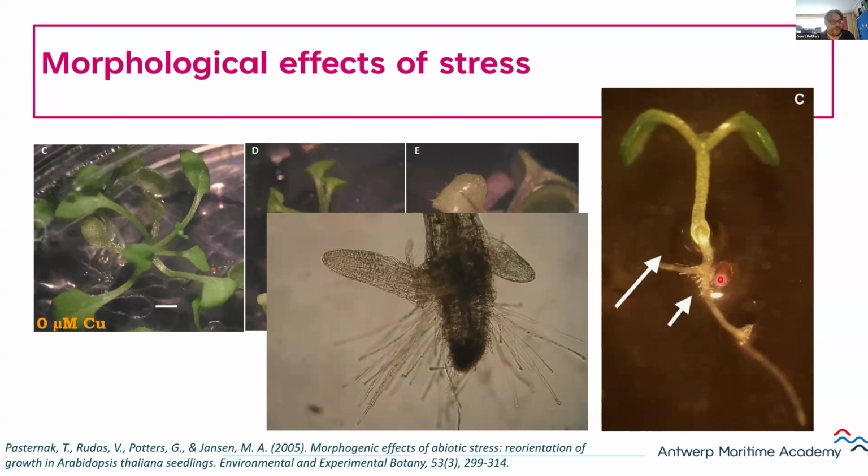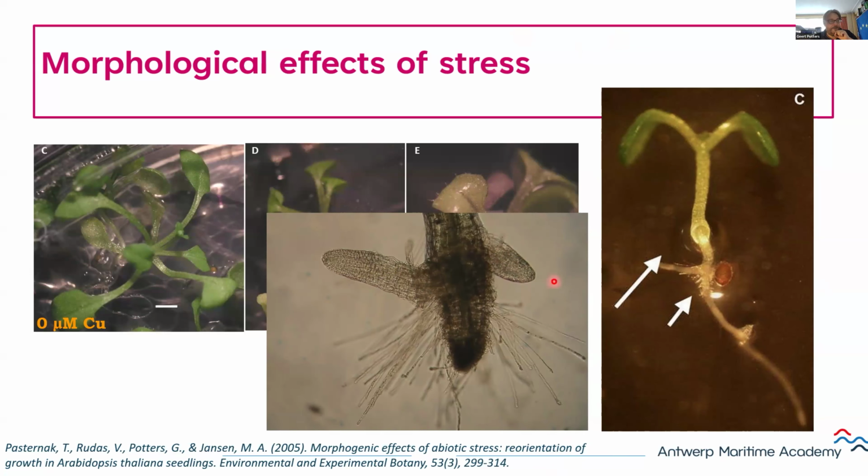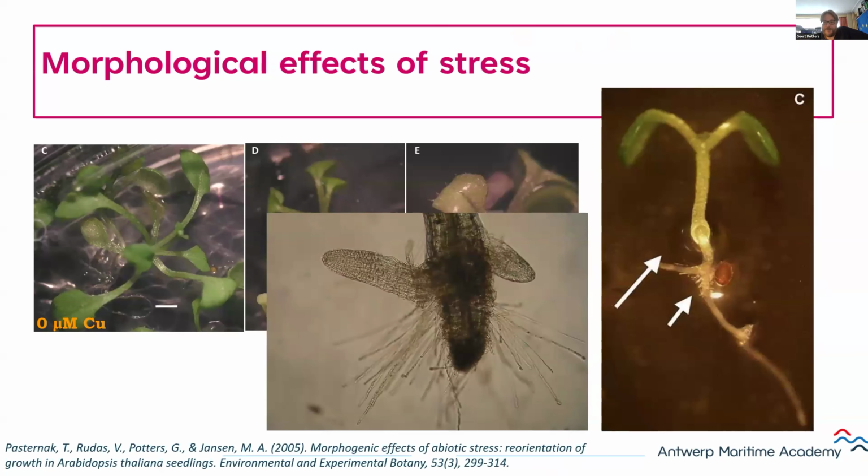We see a pattern that says, look, plants stop to elongate either their petioles and their shoots, or they stop to elongate roots, and they start to grow more lateral roots. Here one, here one, here, here. Just to be clear, again, this is still the healthy Arabidopsis plant. These are the little monsters that we created.